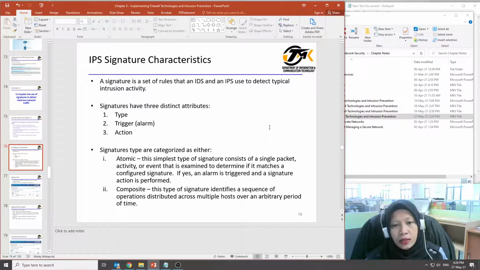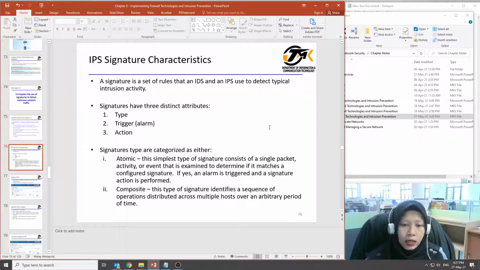So there are 3 distinct attributes of the signature, which are the type of signature, the trigger alarm for the signature, and the action. So basically, signatures are categorized as 2 types. The first one is atomic, and the second is composite. So don't worry, this is all theory. So what is the difference between atomic and composite? Atomic by default is the simplest type of signature, usually consisting of a single packet.